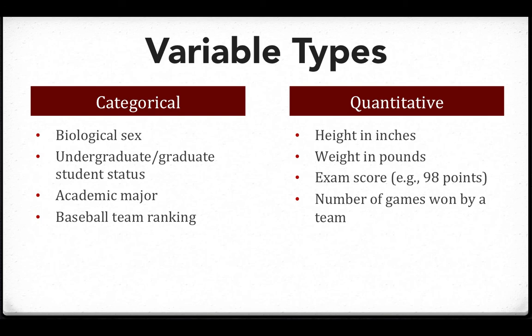Exam scores are quantitative if they're the numeric scores. Letter grades like A and A- would be categorical because they don't have equal intervals. And number of games won by a team would be quantitative.